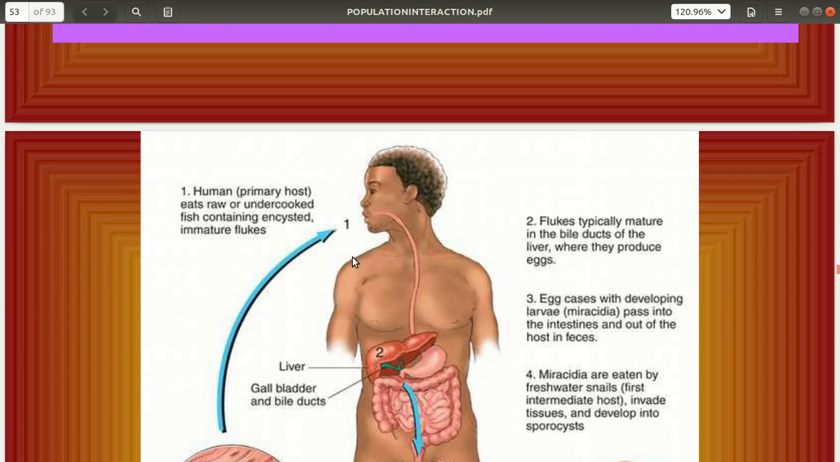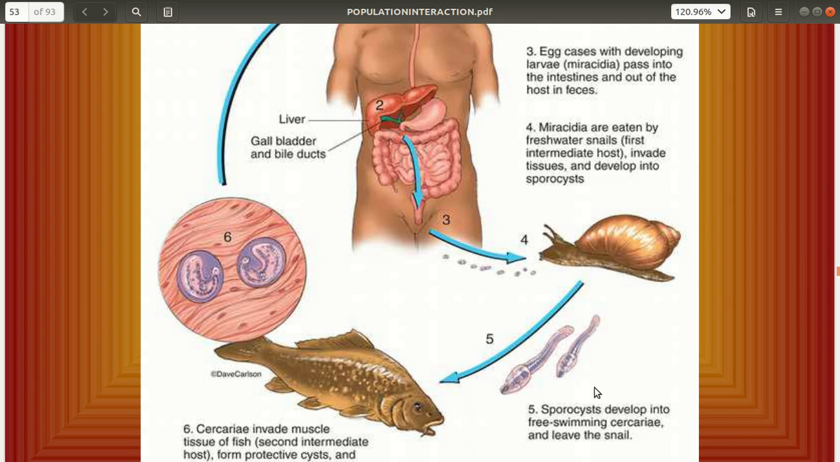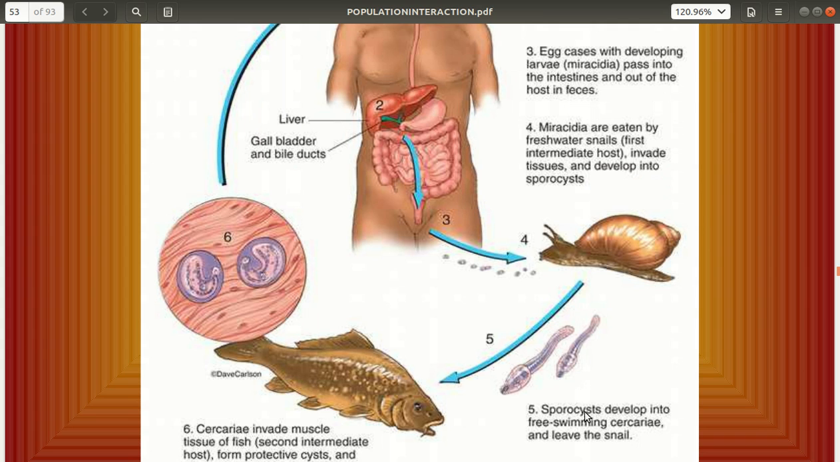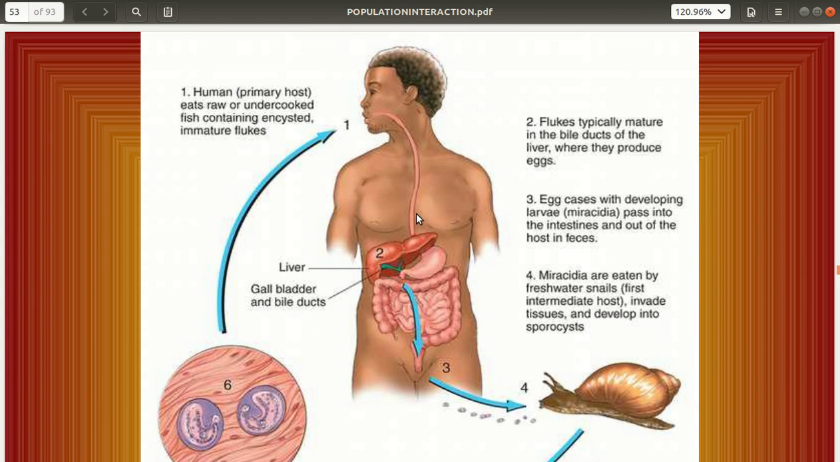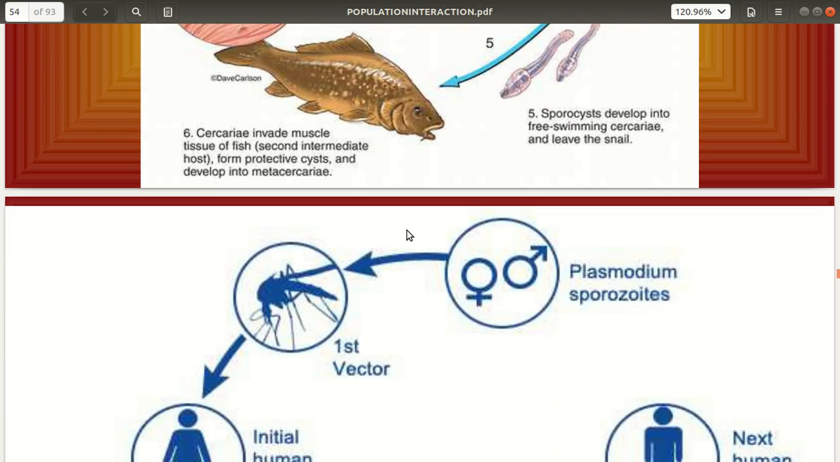Here you can notice how the human liver fluke infects. The infected human being throws out feces containing the larvae, which enter into the snail, the intermediate host. The sporocysts develop into free swimming cercariae and leave the snail, and they enter into the fishes and are found in the muscles of fish tissue. If the fish is improperly cooked and eaten, they enter the human body and go to the liver. So the human is the primary host. Someone who eats raw or undercooked fish containing encysted immature flukes gets infected by this parasite, the human liver fluke, and it affects the liver.